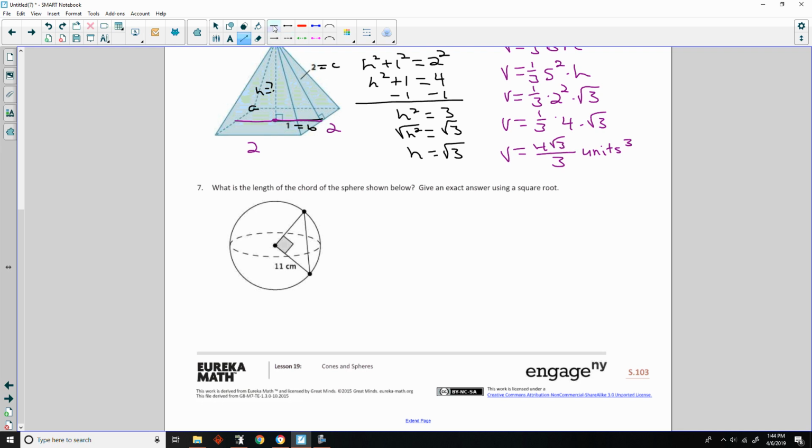So let me show you what I mean. That orange line right there is a chord.